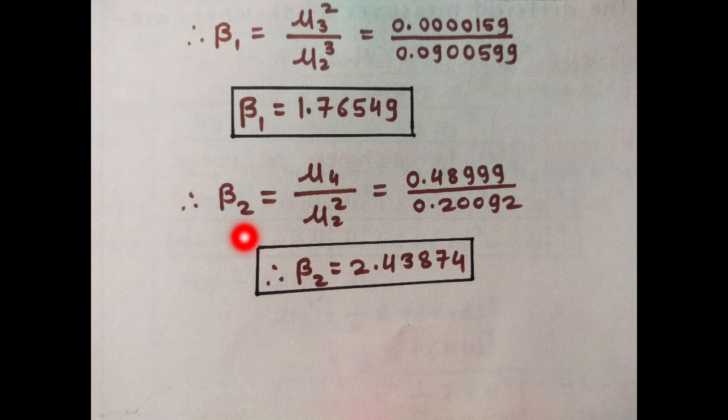In the beta 2 relation, beta 2 is equal to mu4 upon mu2 square. If we put the fourth central moment and second central moment value, then we get beta 2 is equal to 2.43874. Here beta 1 is the coefficient of skewness and beta 2 is the coefficient of kurtosis.